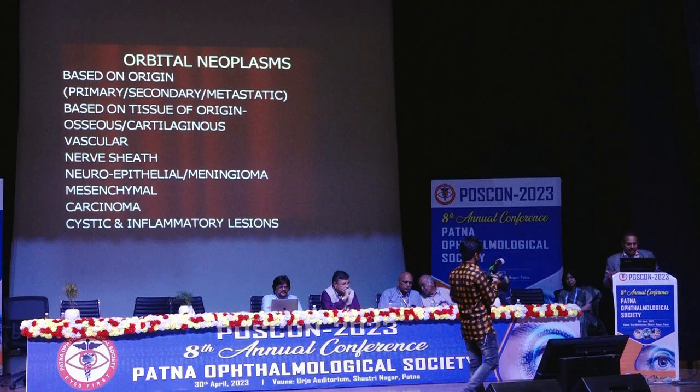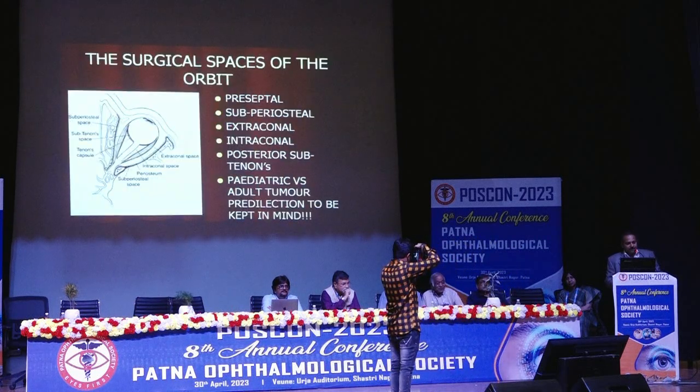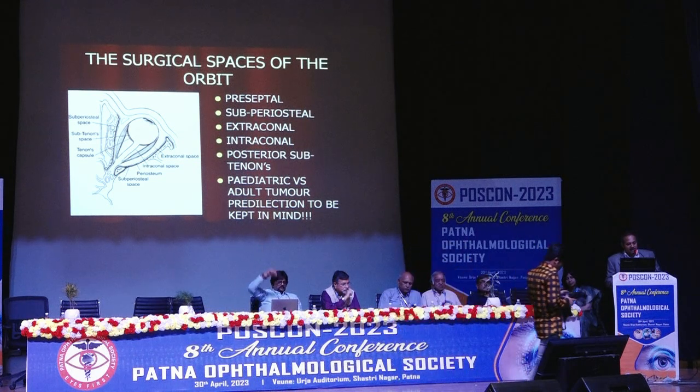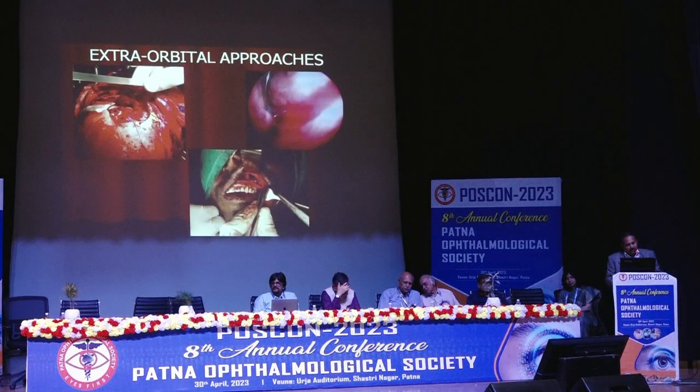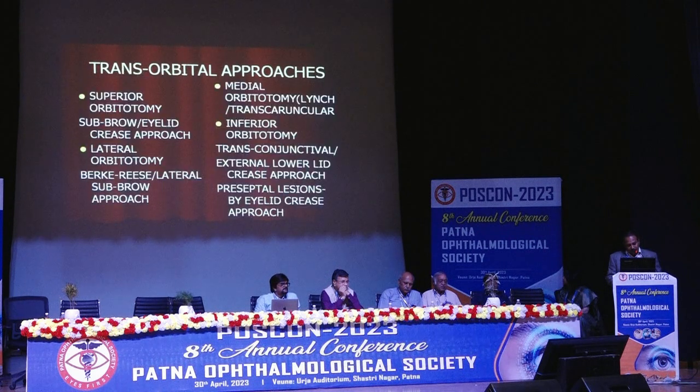I normally try to break it down to a working classification. So the surgical spaces of the orbit, as we all know, are the preseptal, subperiosteal, extraconal, intraconal, and the posterior subtenon space. Conventionally, the orbit was approached by extraorbital approaches, and they evolved from the very cumbersome transcranial approaches, and then the transantral approach and the transnasal approaches. And later on, with the advent of more and more focus on aesthetic and functional outcomes, they became transorbital approaches.